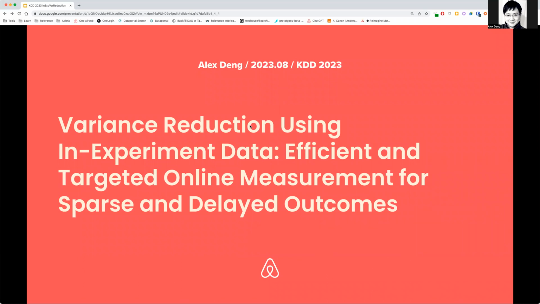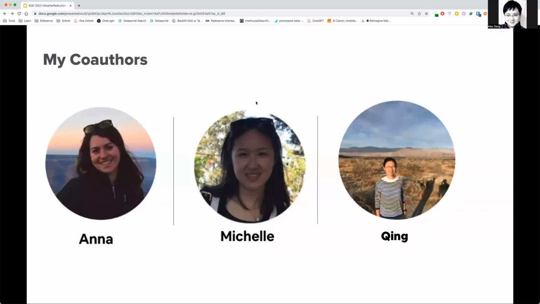I'm going to give a quick overview of our new paper on variance reduction using in-experiment data. This is a joint work with my three co-authors, Anna, Michelle, and Ching.